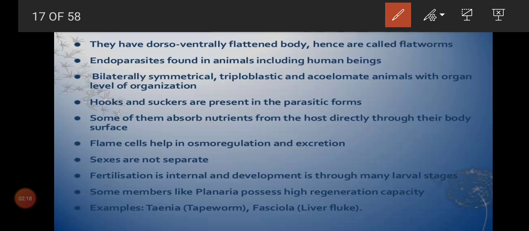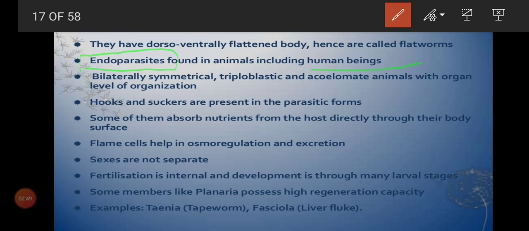Is that clear, children? And here they are mostly endoparasites. What do you mean by endoparasites, children? It will be present inside any one of the organs. Ecto means it will be present outside the body, but it is a parasite used to suck food from the host. Endoparasite means it is present inside the organ. It is found mostly in human beings. In our intestine we are able to see the flatworms.